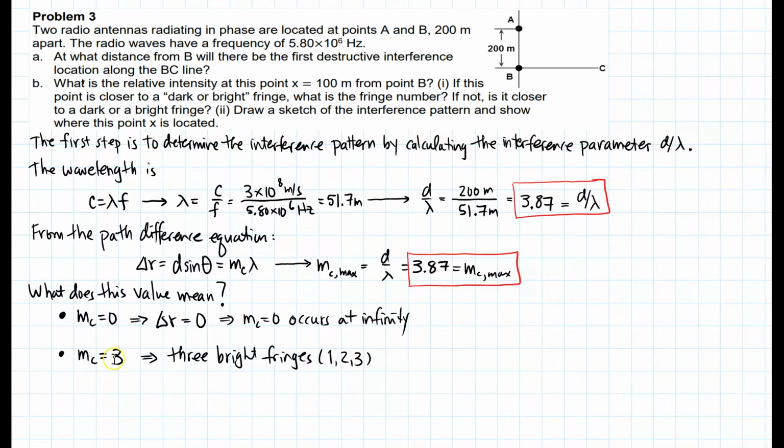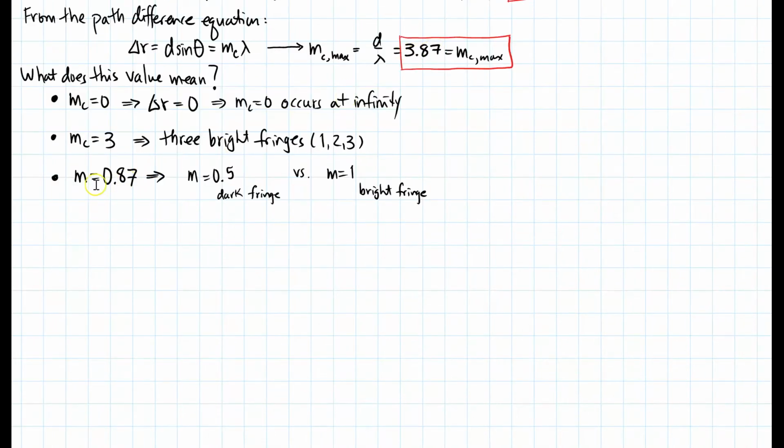If m_c is equal to 3, that means that there are 3 bright fringes: m_c 1, 2, 3. But when I look at 3.87, this m value of 0.87, I know that m equal to a half integer is related to a dark fringe, where any whole integer is a bright fringe. So you could see here that 0.87 is going to be closer to a bright fringe than it is a dark fringe. And what you're seeing here is that it's not at maximum intensity. So it's closer to a bright fringe than a dark fringe.